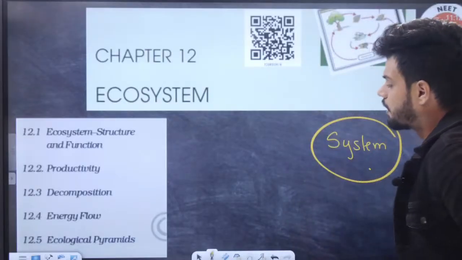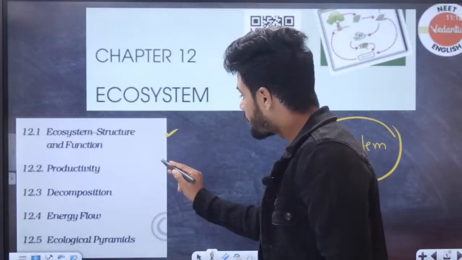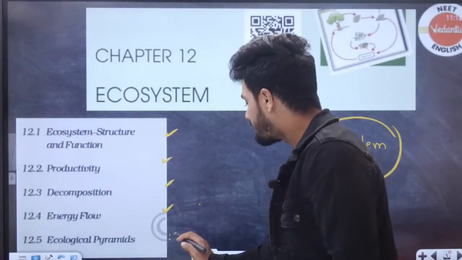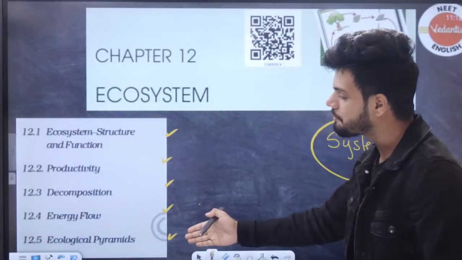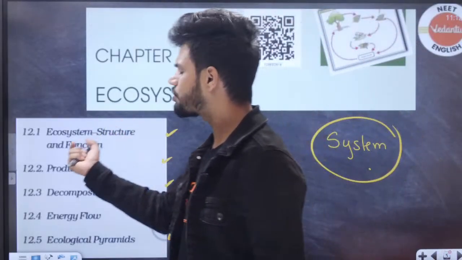That is an ecosystem. So in this chapter, we'll be learning the structure and function, the productivity, decomposition, energy flow, and ecological pyramids. Entire 5 points, 5 different topics in today's class, starting off with the structure and function.